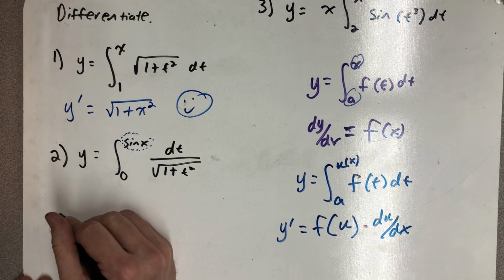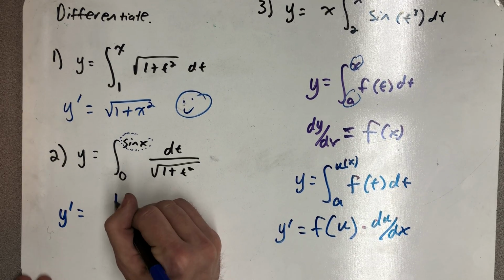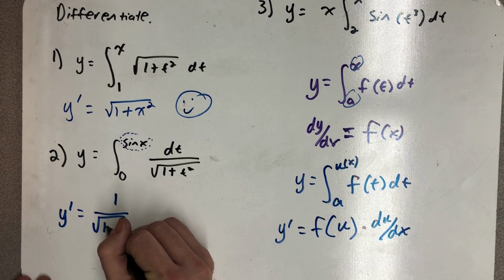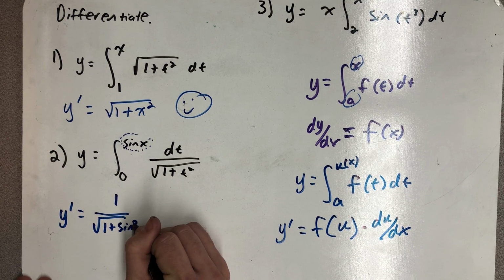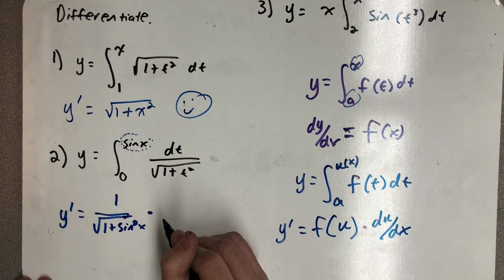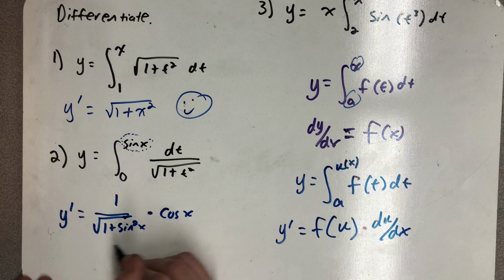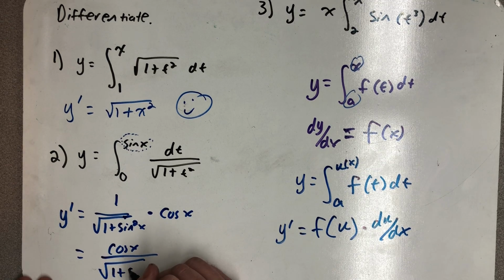So now I look at this one, I would have a y prime equals 1 over the square root of 1 plus sine squared x times the derivative of sine, which is cosine x. I'm going to write that as one fraction, but we're just using the chain rule along with the fundamental theorem of calculus part 1.